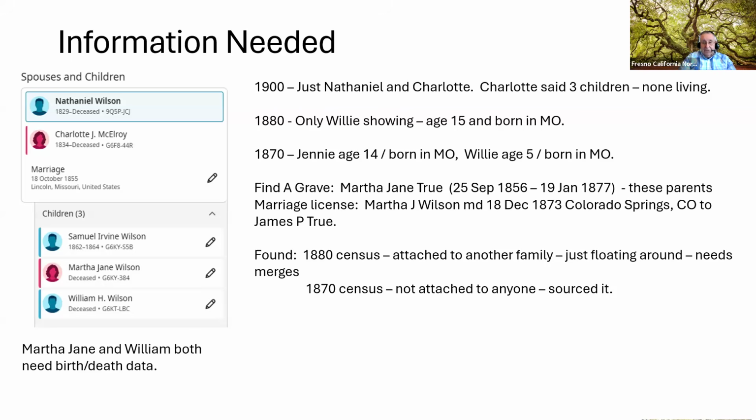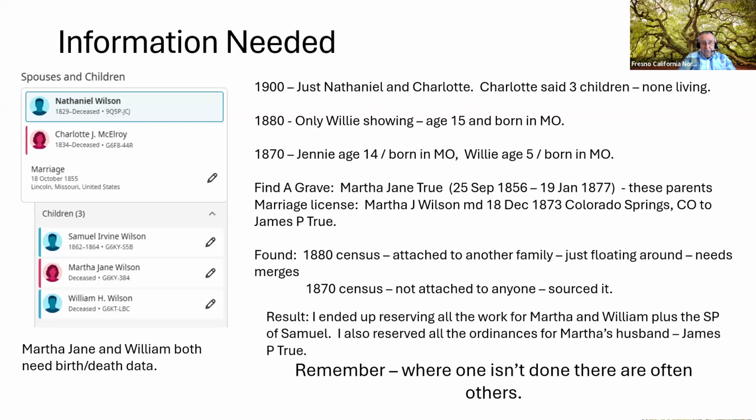So on the 1880 census, just floating around, we finally found the census for Nathaniel and Charlotte attached to another family. And so we needed to merge that other family in with this family. The 1870 census, like I had said before, had not been attached at all. So we went ahead and sourced it, and that started building more details up on our kids.